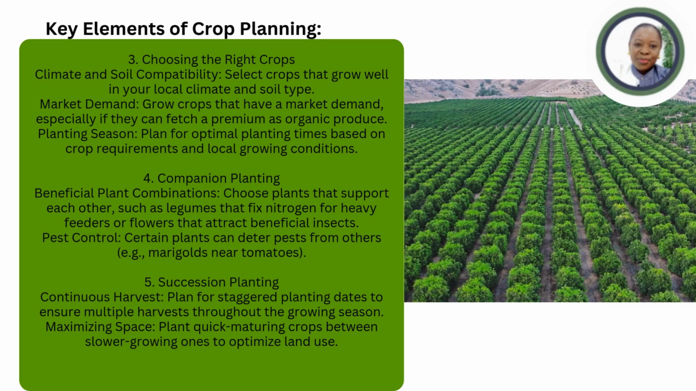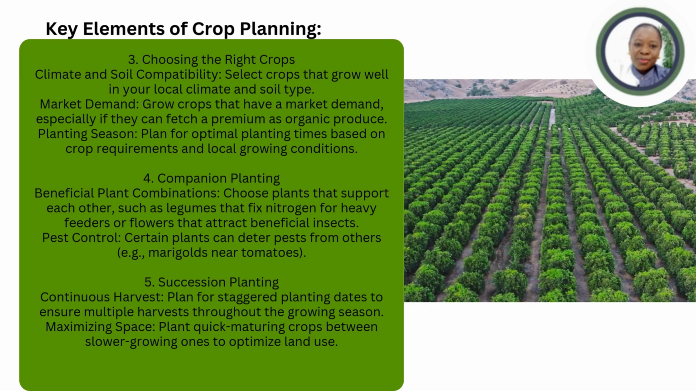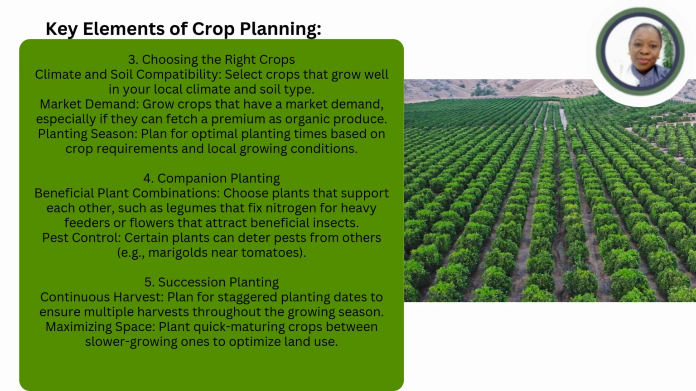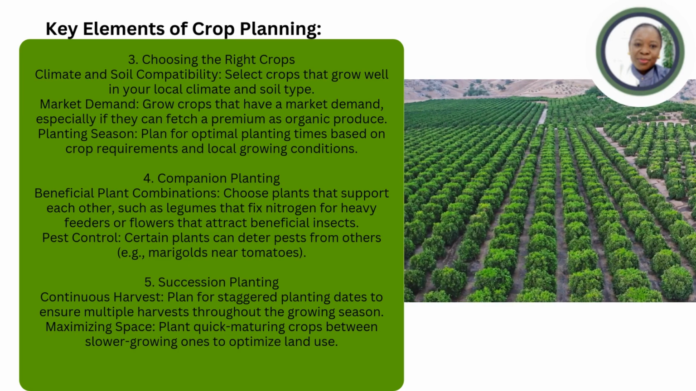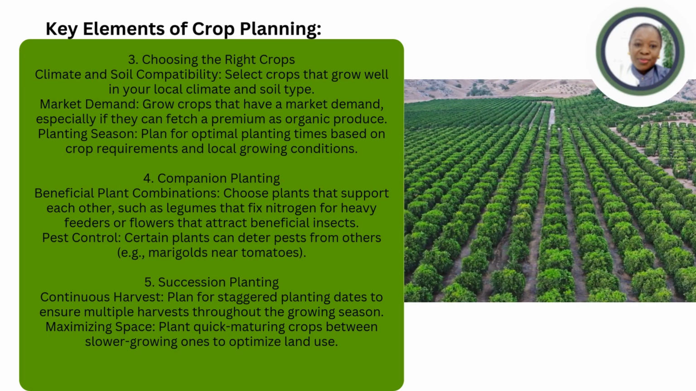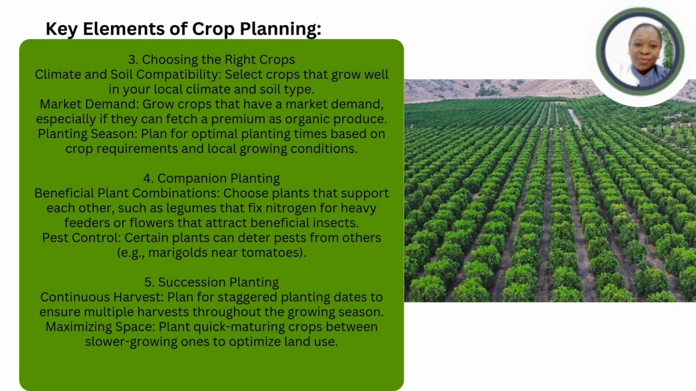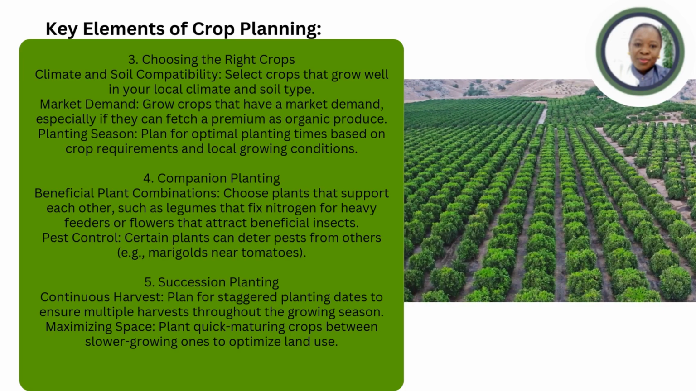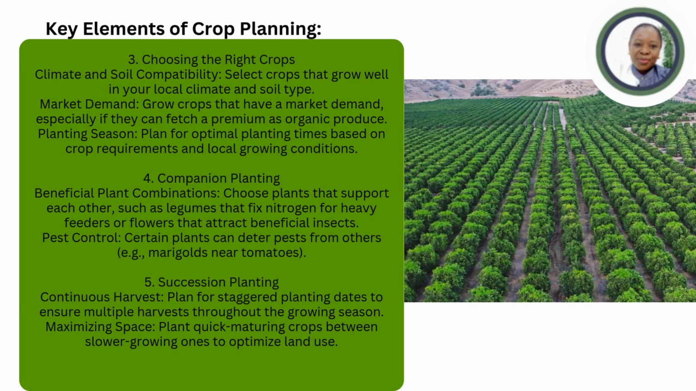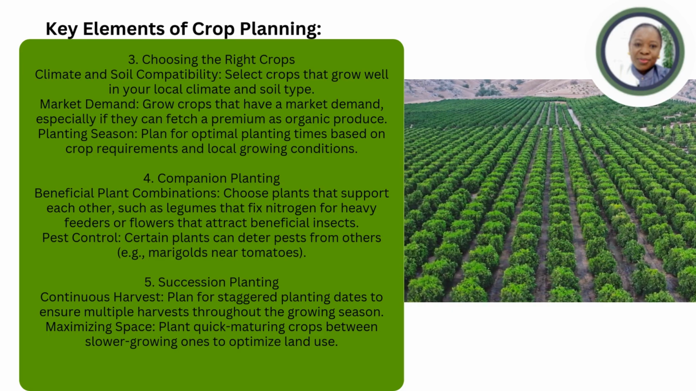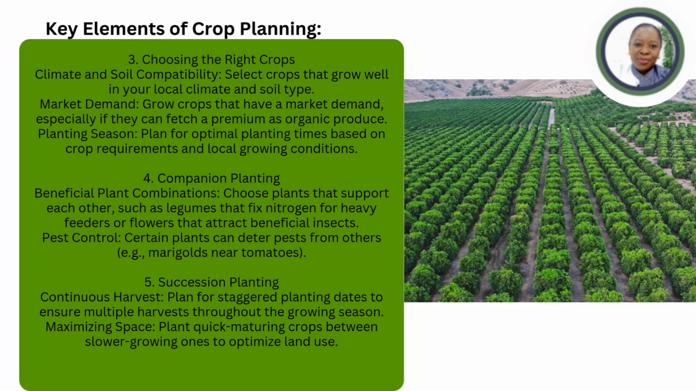4. Companion planting. Planting beneficial plant combinations. Crop planning can help you to choose plants that support each other, such as legumes that fix nitrogen for heavy feeders or flowers that attract beneficial insects for biodiversity. Pest control. Planning your crops can help you to deter pests from prevailing in your farm.